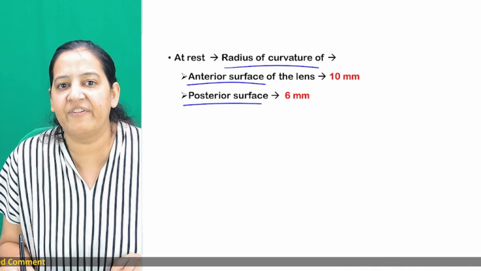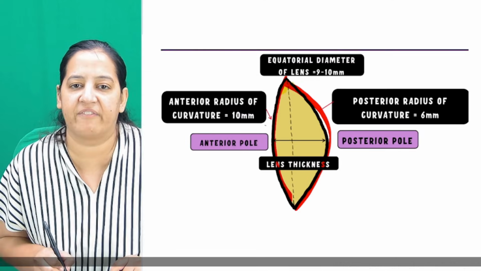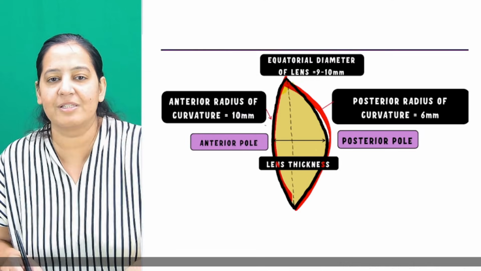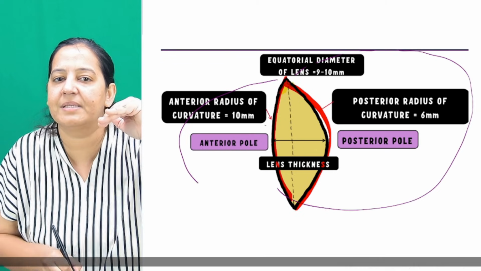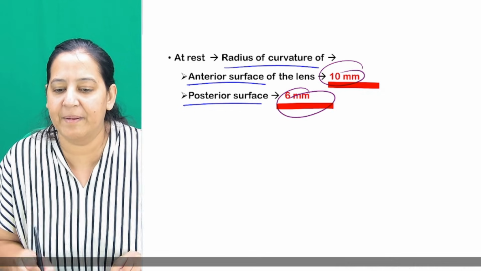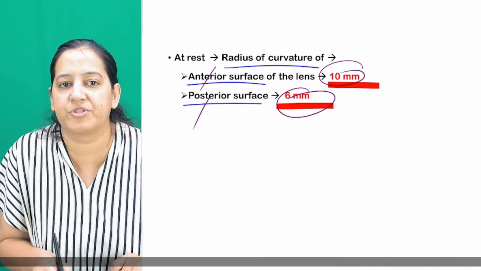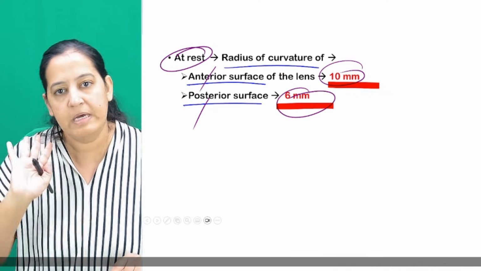The anterior surface has a radius of curvature of 10 millimeter, and the posterior surface has a radius of curvature of 6 millimeter. You can draw circles to understand. This one is flatter, no? So this one has 10 millimeter and this one has 6 millimeter. This is at rest, when there is no accommodation and we are looking at a far object. This is normal.